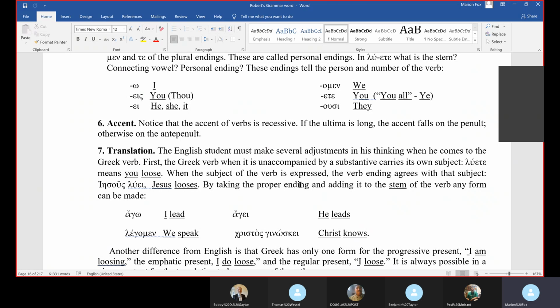Any comments? That's different in English. The verb ending agrees with that subject. It always agrees with that subject. Jesus lue. Jesus is Jesus. Lue is he. Notice here the ending. He looses. Or Jesus looses. We don't put the pronoun in, he looses, but that would be literal.